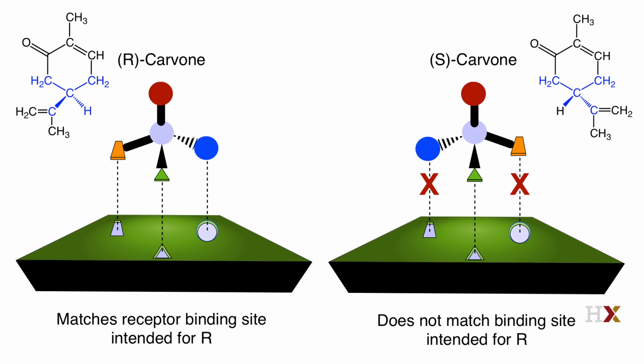The binding of R carvone to its specific receptor leads to a sensation of a fresh spearmint smell. The binding of S carvone to its specific receptor leads to the perception of a pungent caraway smell. So double bonds don't allow any rotation, but what about single bonds? Single bonds do allow free rotation.